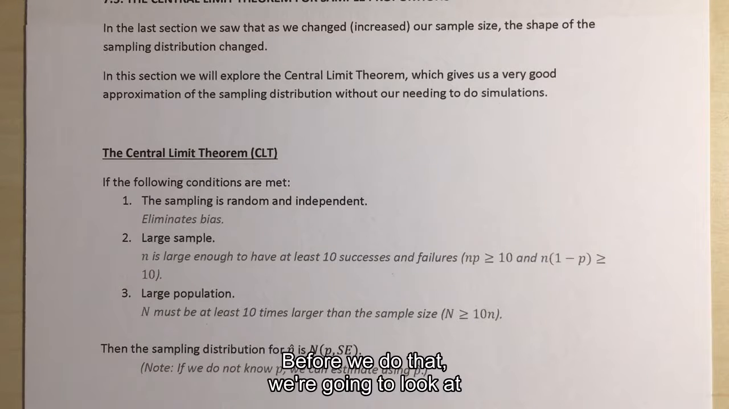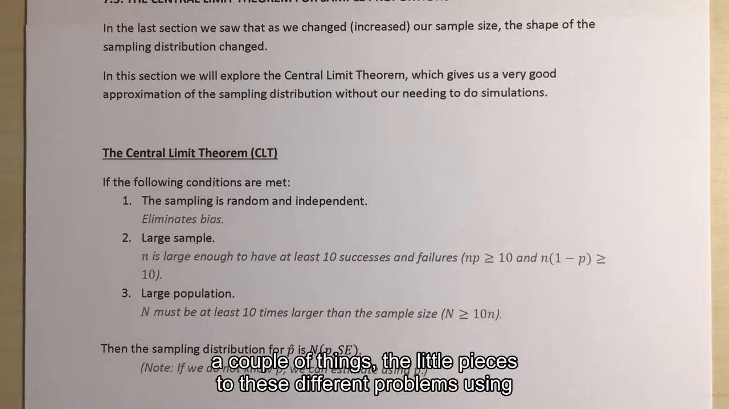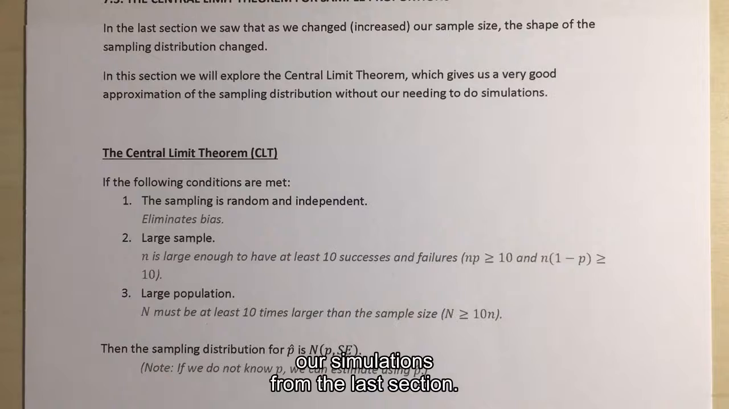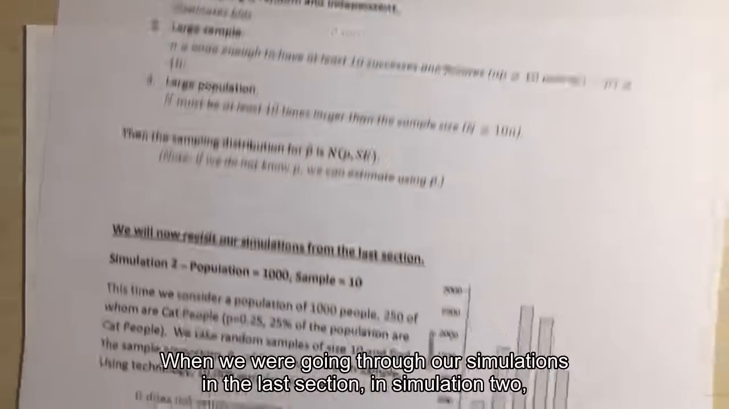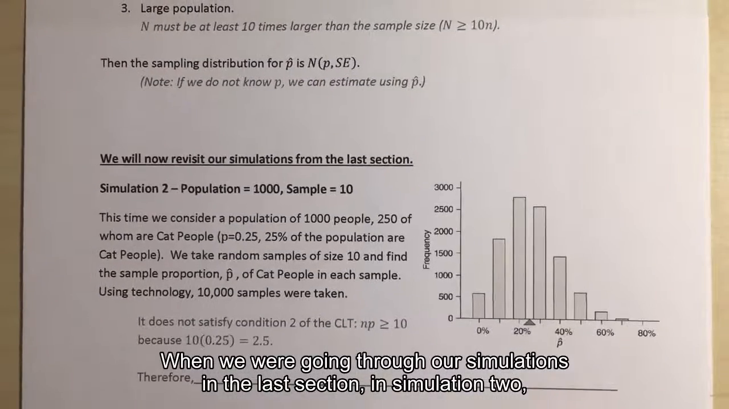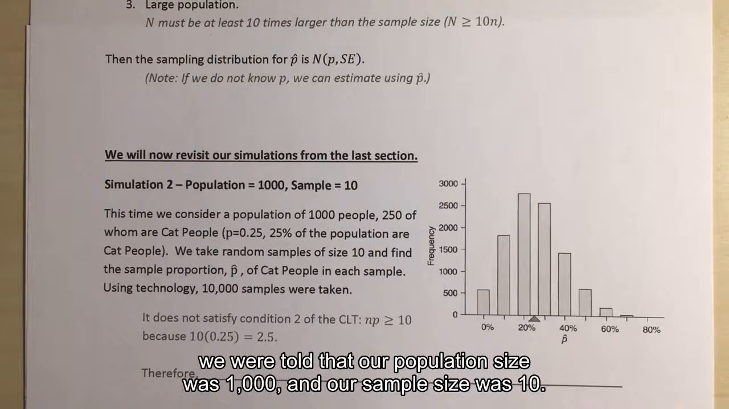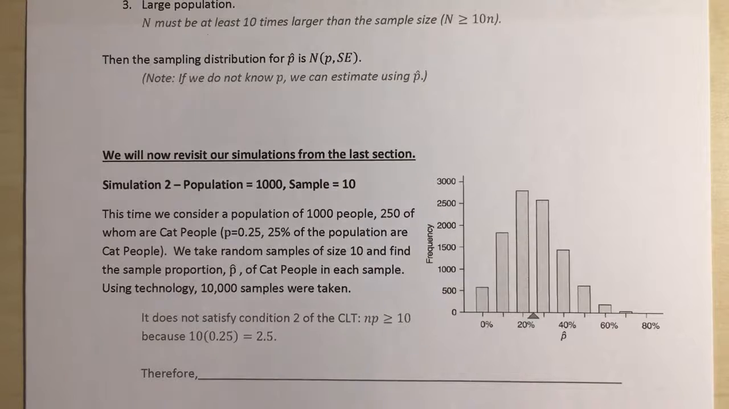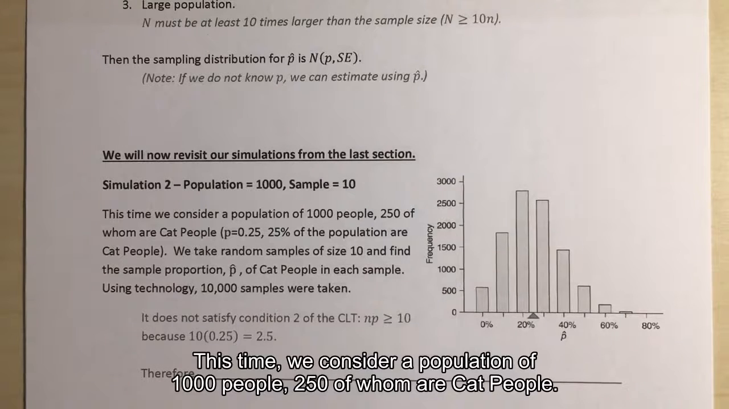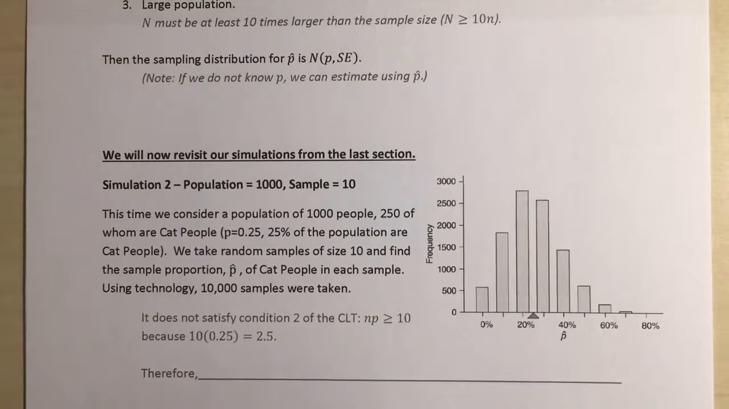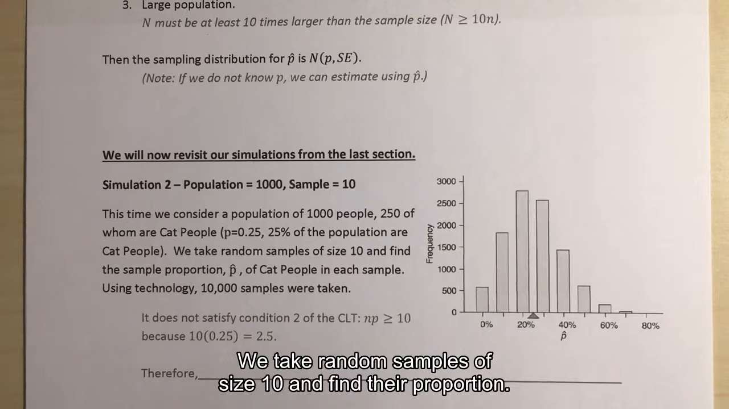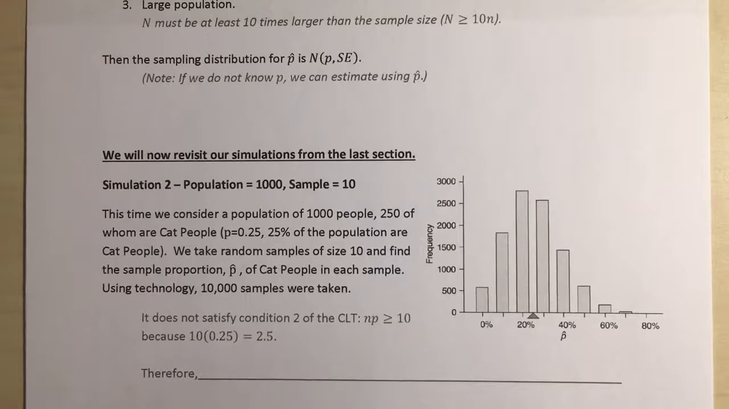Before we do that, we're going to look at a couple of the little pieces to these different problems using our simulations from the last section. In simulation 2, we were told that our population size was 1,000 and our sample size was 10. So we consider a population of 1,000 people, 250 of whom are CAP people. We take random samples of size 10 and find our proportion.